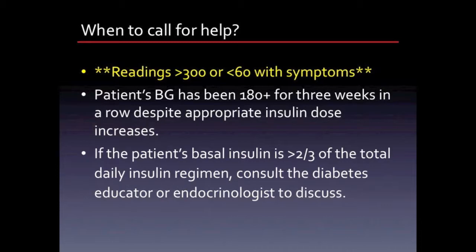However, there are some special situations in which you need to contact either a diabetes educator or a physician, or in some cases, both. The most important and potentially emergent of these situations is a patient who is having significant hyperglycemia or hypoglycemia. Hyperglycemia, or high blood sugar, can occasionally represent DKA, diabetic ketoacidosis, or more commonly, a hyperosmolar hyperglycemic state, because type 2 diabetes patients don't usually get DKA, they get HHS.